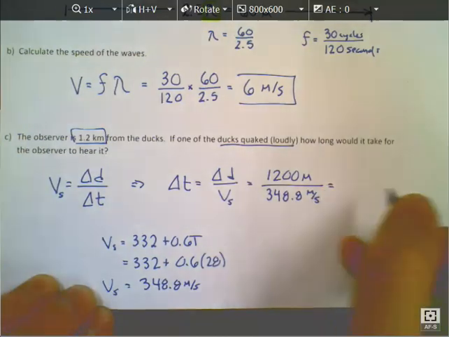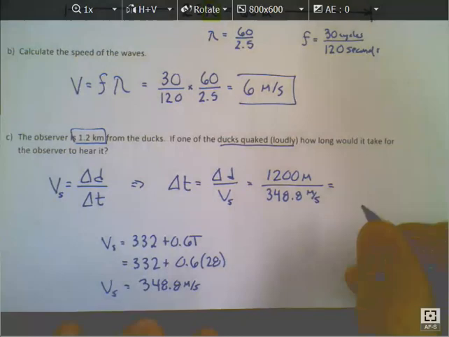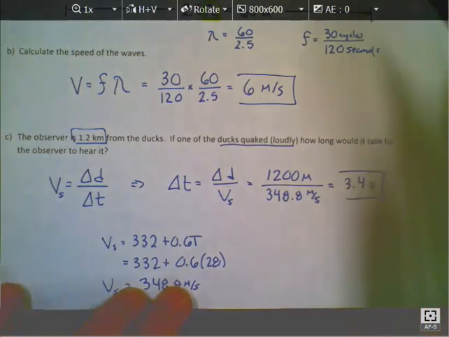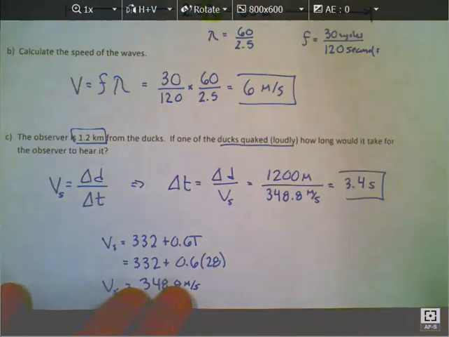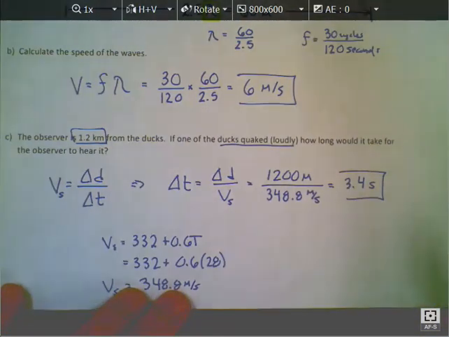There we go. Now what we do is simply take the 1200 and divide it by 348.8, and we end up with about 3.4 seconds. So it takes 3.4 seconds for the sound of this loudly quacking duck to travel 1,200 meters, or 1.2 kilometers. All right, that's it.